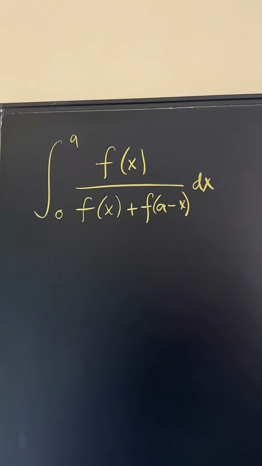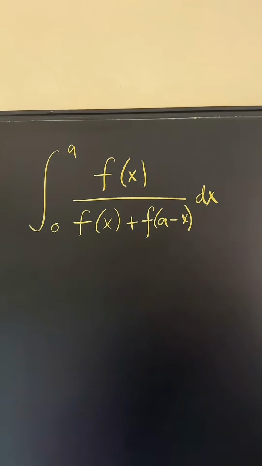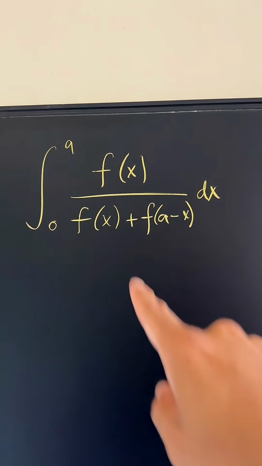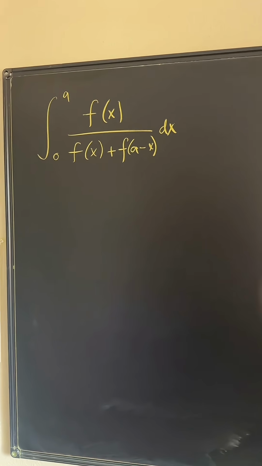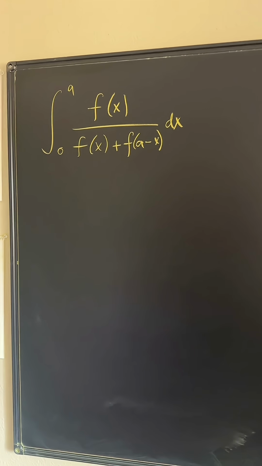So here we have the integral from 0 to a, where a is greater than 0, of f of x over f of x plus f of a minus x. And we're supposed to just find the value of this. As you can see, it probably plays around with some sort of symmetry. And that's exactly what it is.